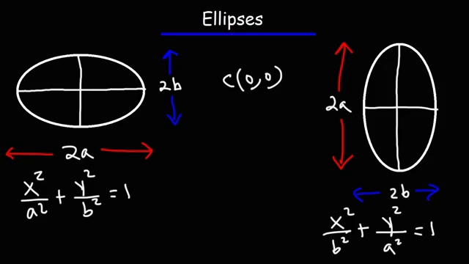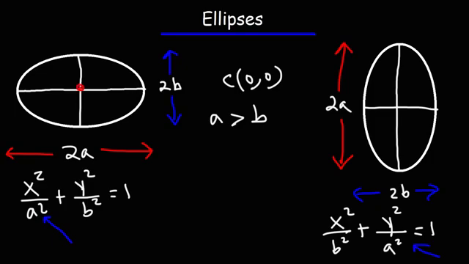Now, to determine which type of ellipse you have, whether it's elongated in the x direction or elongated in the y direction, look at your a value. A is always bigger than b when dealing with ellipses. If the larger number is under x squared, you're dealing with an ellipse with a horizontal major axis. If the larger number a is under y squared, then the ellipse is vertical. It has a vertical major axis.